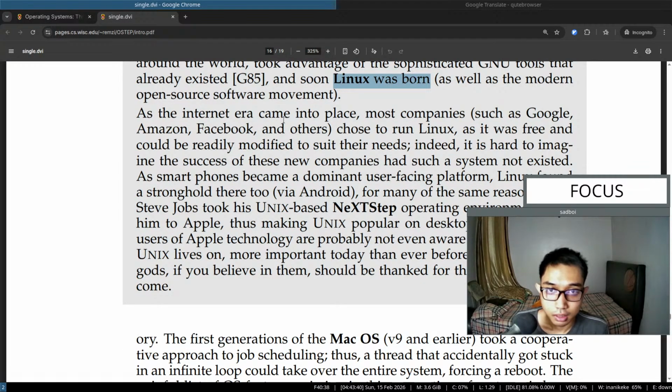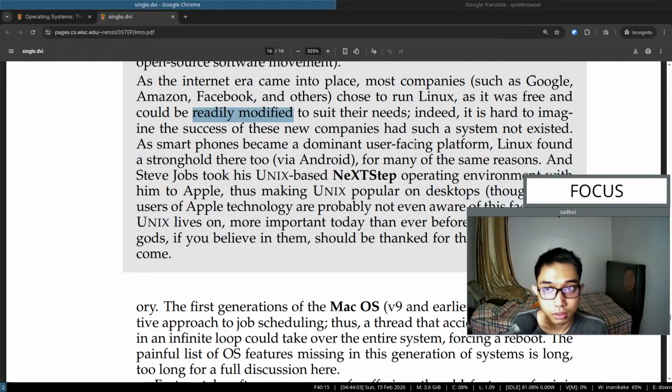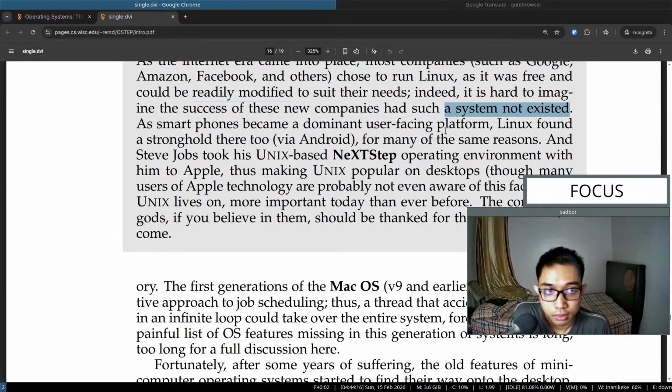As the internet era came into place, most companies such as Google, Amazon, Facebook, and others chose to run Linux as it was free and could be readily modified to suit their needs. Indeed, it is hard to imagine the success of these new companies had such a system not existed. As smartphones became a dominant user-facing platform, Linux found a stronghold there too via Android, for many of the same reasons.